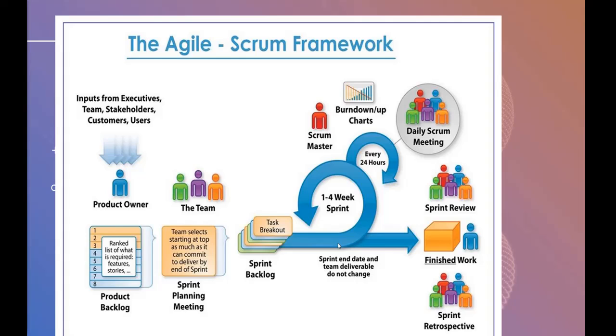So in a 1 to 4 week sprint, every 24 hours, that means every day, the team members and the Scrum Master do the daily Scrum meeting, as we discussed before. In the daily Scrum meeting, they say what they did yesterday, what they will do today, and whether they have any impediment. Three questions: yesterday, today, and impediment or blockers.